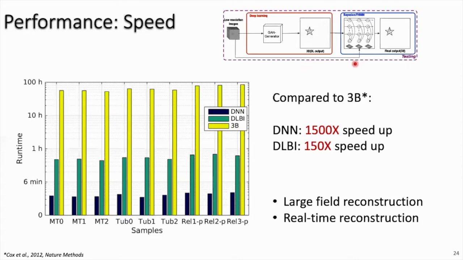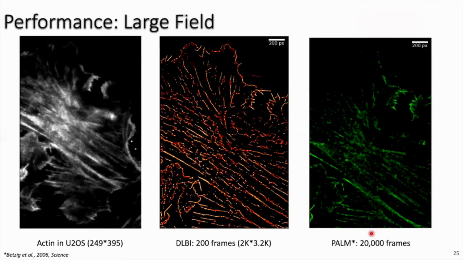So with such huge speed up, our method can perform some very interesting things, like the larger field reconstruction and the real-time reconstruction. So we performed an experiment related to the larger field reconstruction. The output dimension is 2K by 3.2K, which is huge. Because the 3B method is so slow, we are unable to reconstruct the structure in reasonable time with the 3B method.